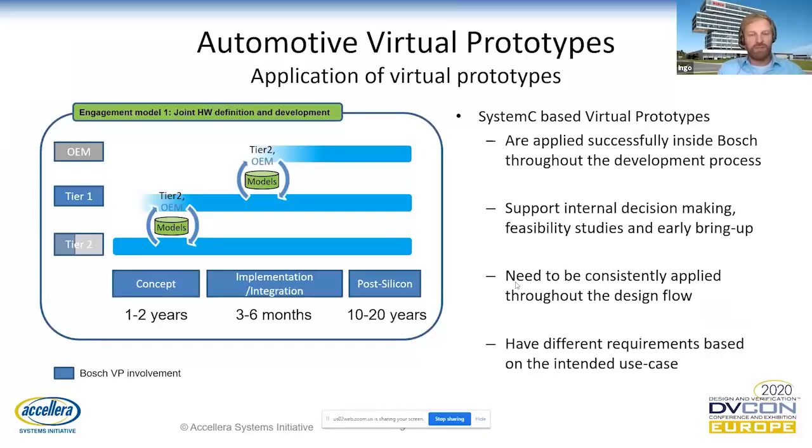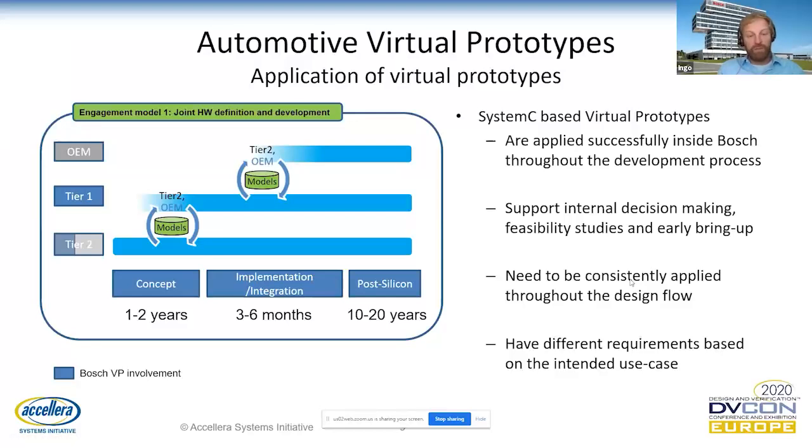So, application and challenges of virtual prototypes. As you can see from the picture on the left, we are engaged with virtual prototypes, indicated by the bluish color, as a tier 1 and as a tier 2. Tier 2 means we are delivering IP and models into that virtual prototyping game, and we are also consuming these models and building platforms of SoCs and ECUs for use in our different software use cases.